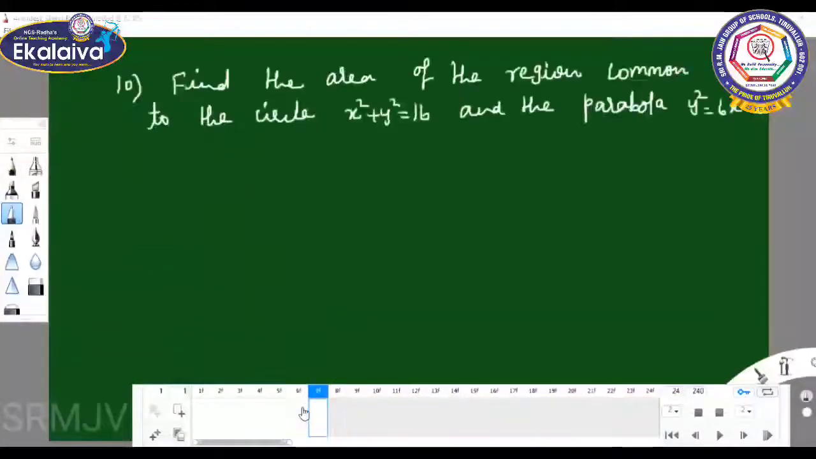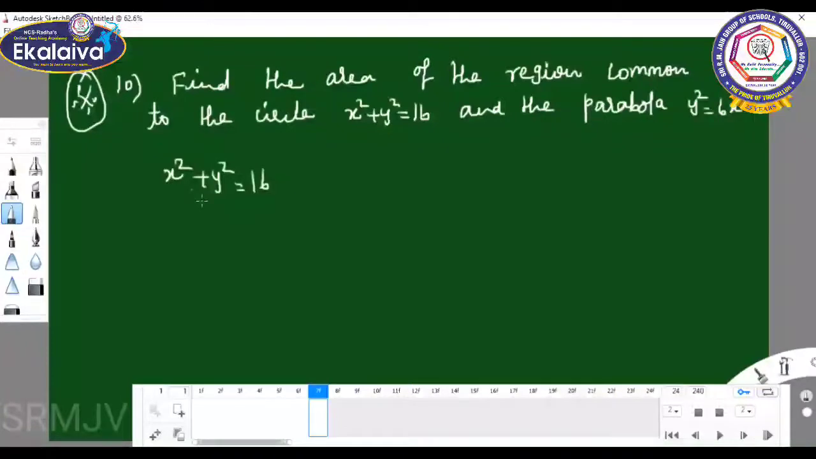See the 10th sum. Find the area of the region common to the circle x square plus y square equal to 16 and the parabola y square equal to 6x. First you should find out the intersecting point. It's a very important sum, an important board question. x square plus y square equal to 16.